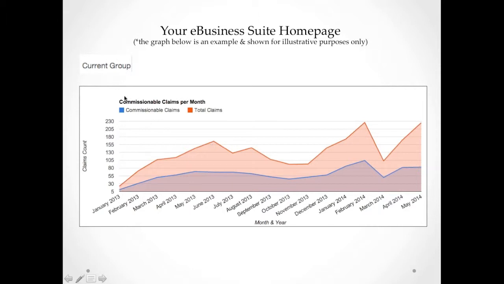I also want to point out that at the very top of your homepage, you'll see that it says current group. If for some reason you have multiple groups, you can click on the drop down and select one of your groups in order to view your commissionable claims for that particular group over the time that you've been with FreeRxPlus.